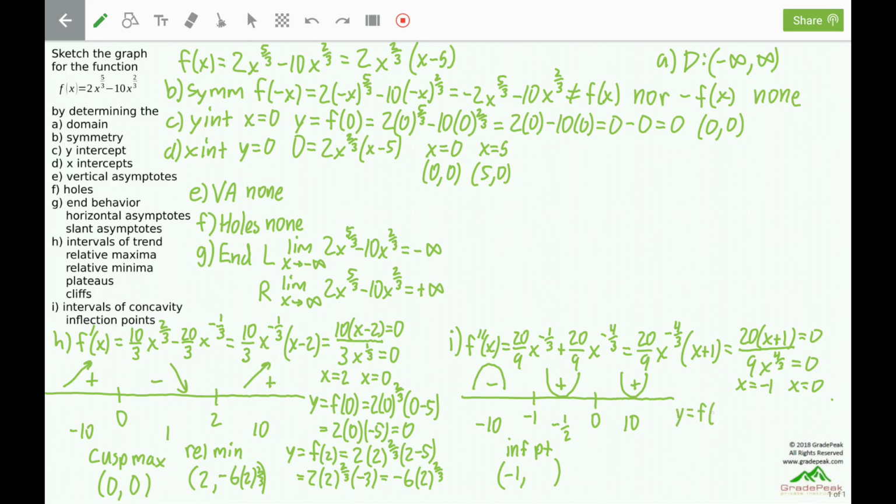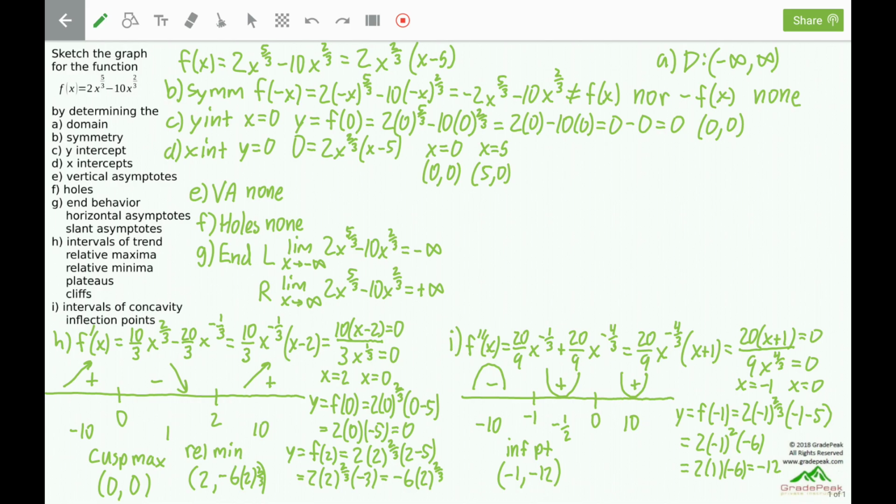Y equals f of -1. It's best to plug into the factored version, so this will be 2 times -1 to the 2/3 power, and then times -1 minus 5. So this will be 2 times -1 to the 2/3. That means the cubed root of -1, which is -1, and then squared. And then we have a -1 minus 5, which is a -6, which is 2 times -1 squared is +1, and then times -6. 2 times 1 is 2, times -6 is -12. And we have a corresponding y-coordinate of -12.